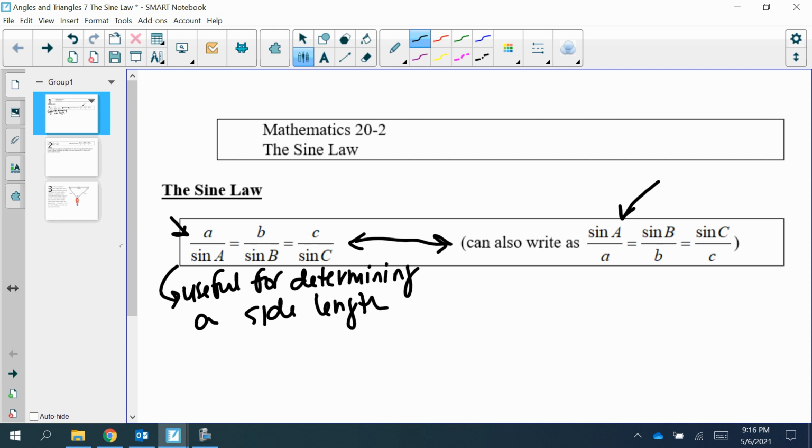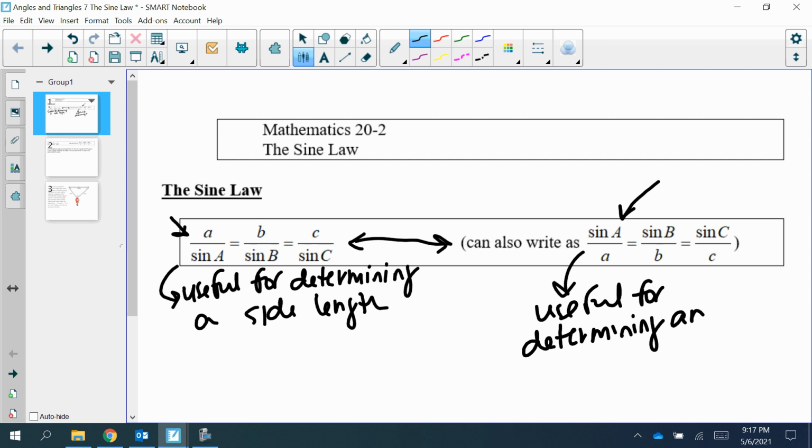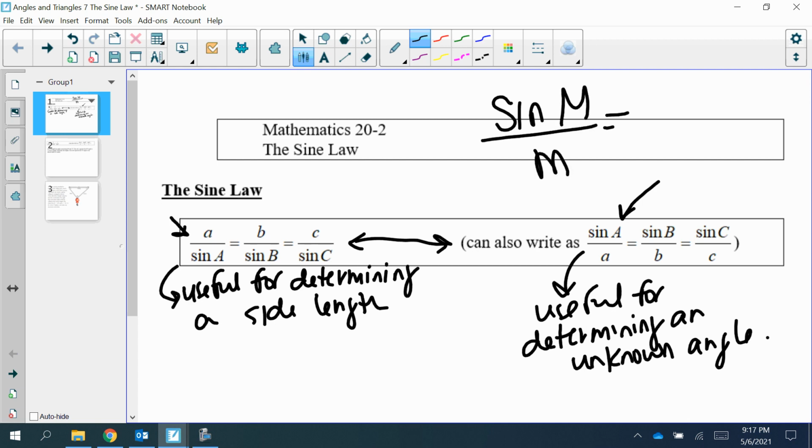And this one, writing it with the sine of the angle on the top, is easier or more useful for determining an unknown angle. And so you're only ever going to use two portions of it. You're not going to use all three. But know that it's also the sine of m divided by side length m equals the sine of n divided by side length n. You don't have to use a, b, and c.